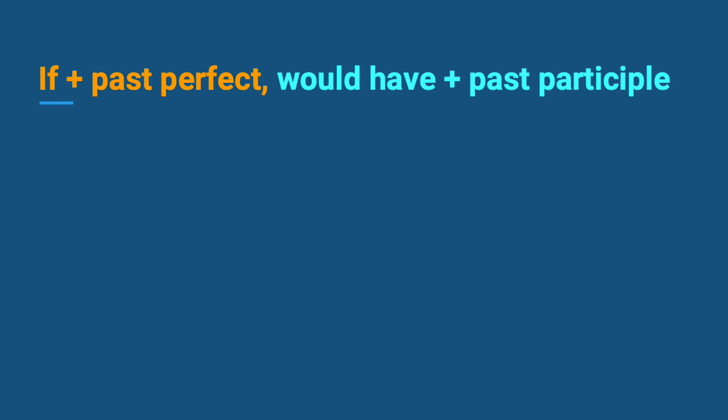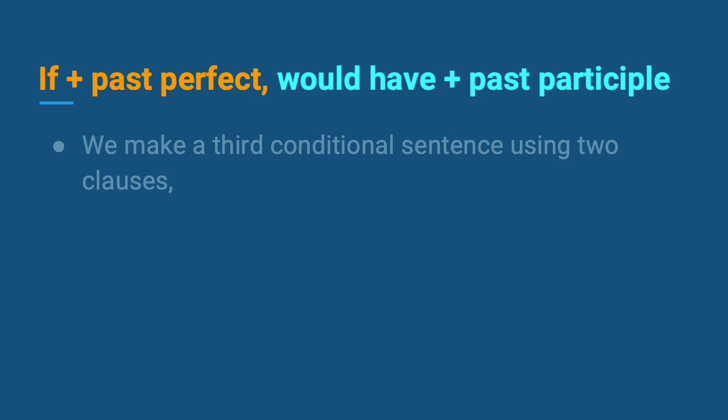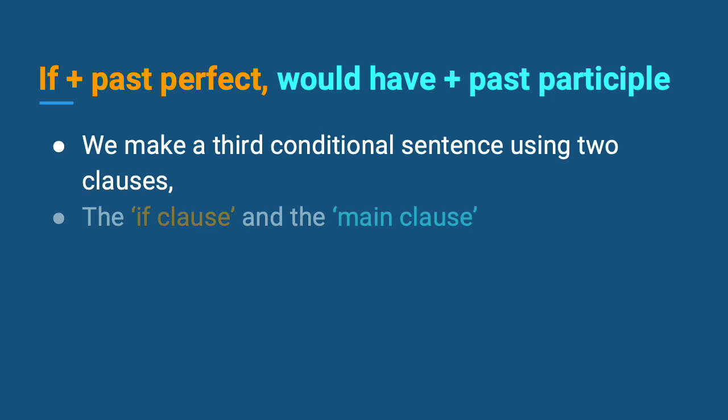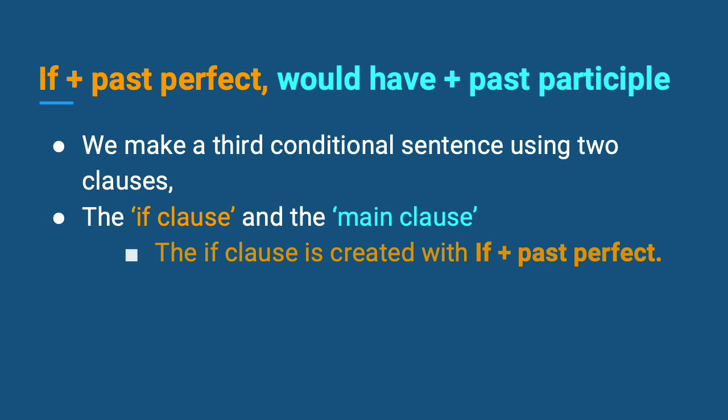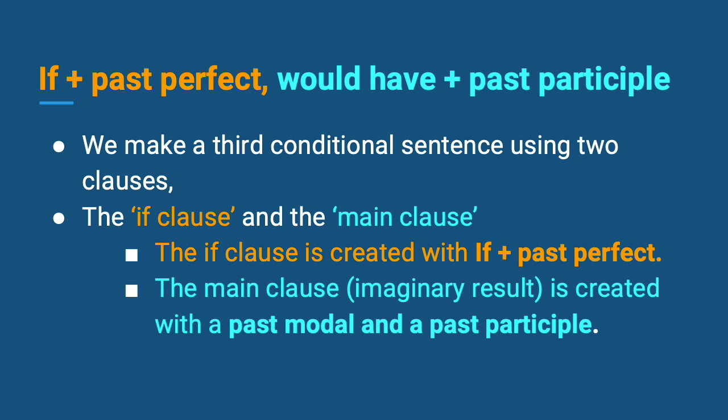Let's look at the formula of third conditional. We make a third conditional sentence using two clauses, the if clause and the main clause. The if clause is created with if and the past perfect. The main clause, or the imaginary result clause, is created with a past modal and a past participle.